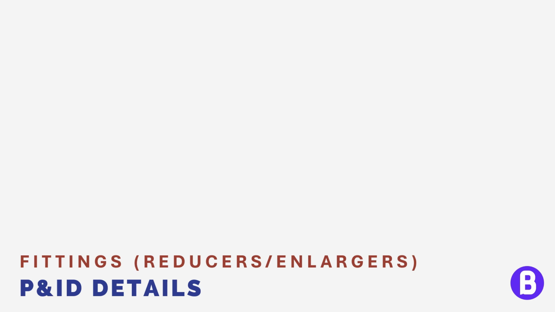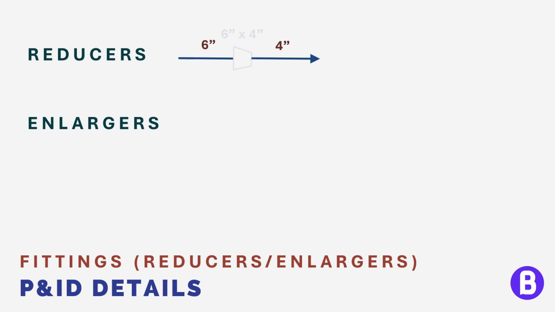A P&ID is also expected to show fittings. We should also add reducers and enlargers. For example, we have a 6-inch pipe and we need to connect it to a 4-inch pipe. So we shall need a reducer to connect both pipes. And if we want to connect a 4-inch pipe to a 6-inch pipe, we would need an enlarger.